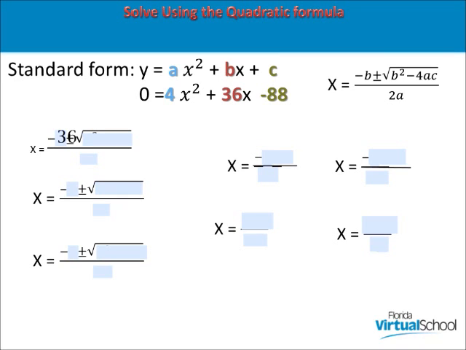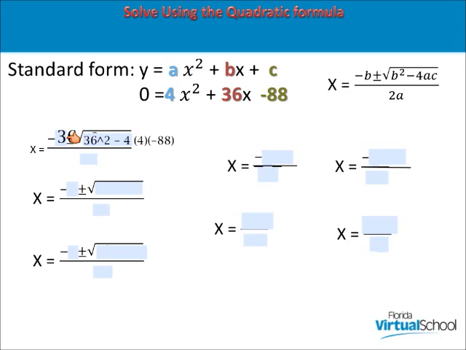And then after 36 squared, we're going to have minus 4, and our A is the 4, and our C is negative 88, like that. Okay, so we have it filled in, and now at this point, all we need to do is take a look at our second step.